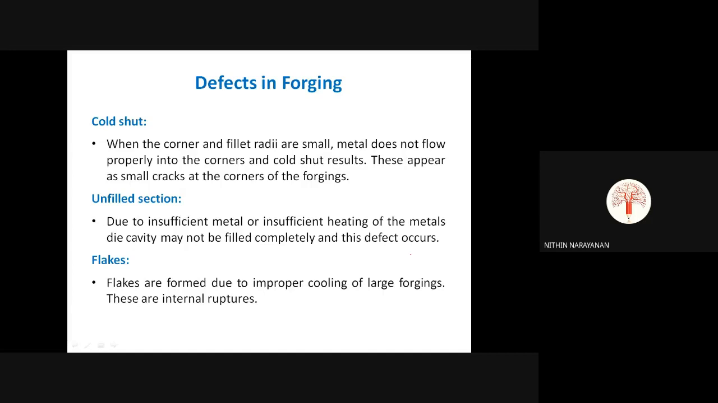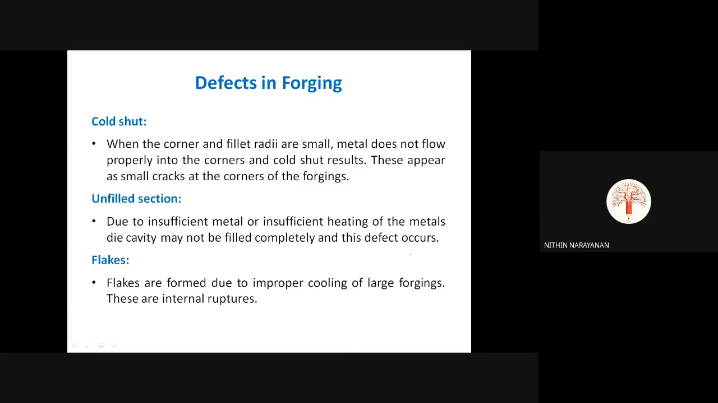Then unfilled sections. Due to insufficient metal or insufficient heating of the metal, the die cavity may not be filled completely, and this defect occurs. Because of the insufficient volume of metal present in the die cavity, it may not be filled in all the areas or all the volumes. That is called an unfilled section. Cold shut is another type, where even though there is a sufficient amount of material, it may not flow into the minute corners. That is called cold shut.